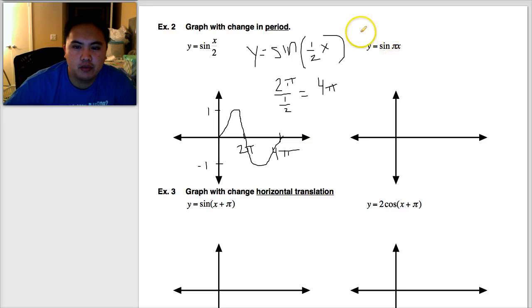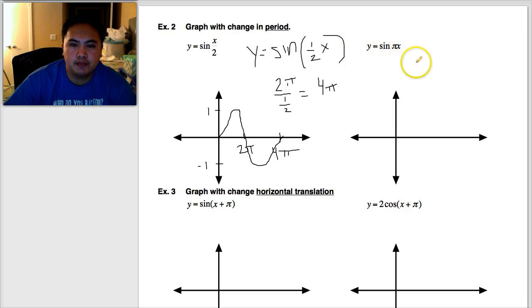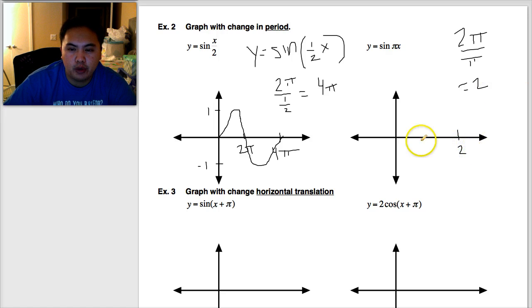All right, how about this one? What's my period going to be for this one? The number out in front of x is pi. So my new period will be 2 pi over pi, or my new period is going to be 2. Okay, so my new period is 2, which makes my halfway point what? Yeah, 1. My amplitude, what's my amplitude for this problem? Yeah, 1, negative 1. And because it's sine, I will start at 0, 0. So my graph will look like this.